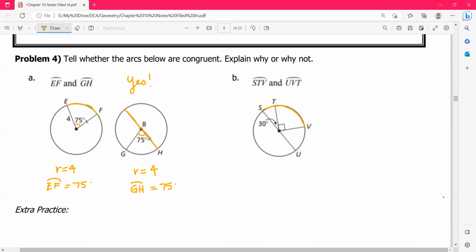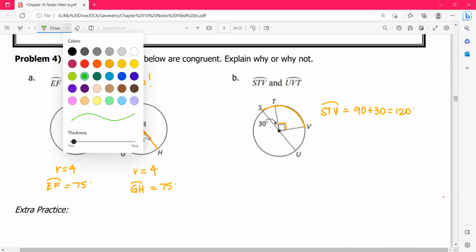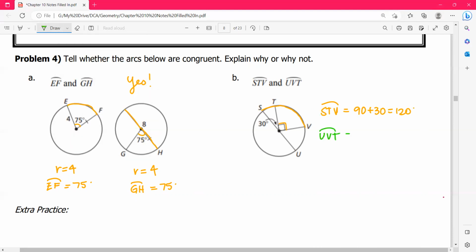Okay, STV is right here. We've got the same circle, so we don't need to look at the radius. STV is, here's a 90-degree angle plus 30, gives me 120. And then we're looking at UVT. Here's UVT. It's almost the diameter, right, a semicircle, so I'm going to do 180 minus 30 gives me 150. And they're not congruent because they don't have the same measure.